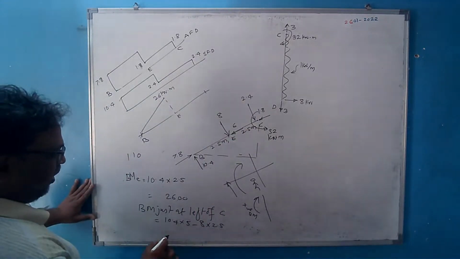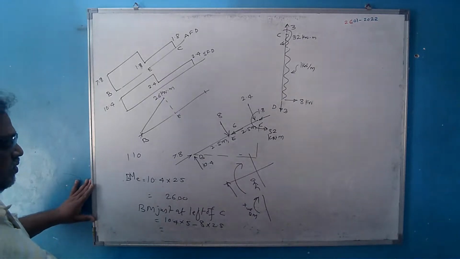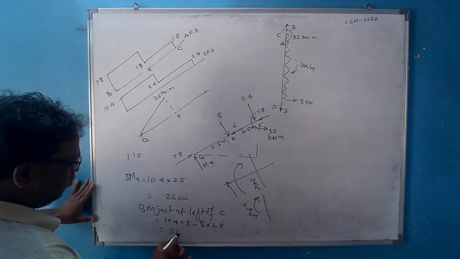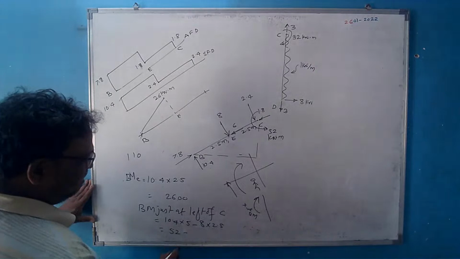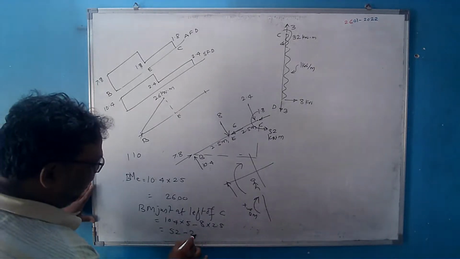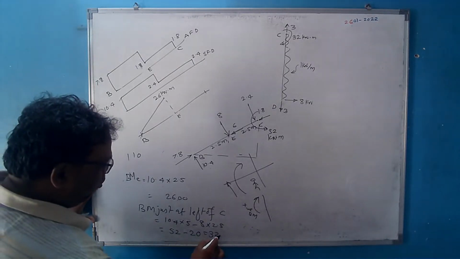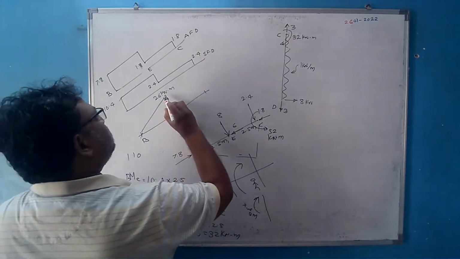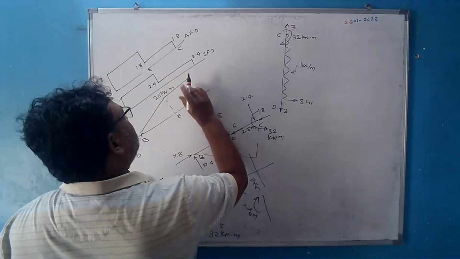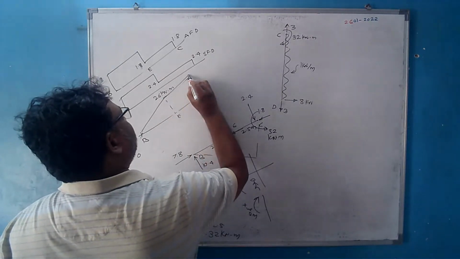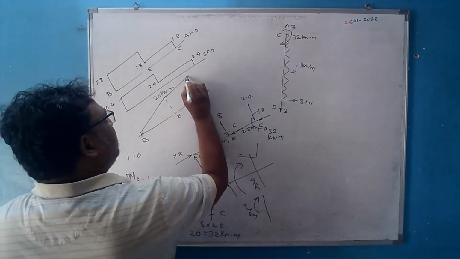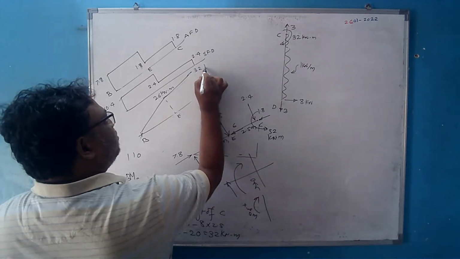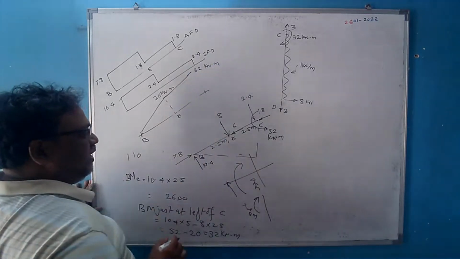So it is 10.5 into 5, which will be nothing but 52, minus 20. So it is equal to 32 kilonewton meter and it is positive. Now the bending moment will increase here. Up to here it was 26, here it will be 32. This is also positive. So this is sagging.